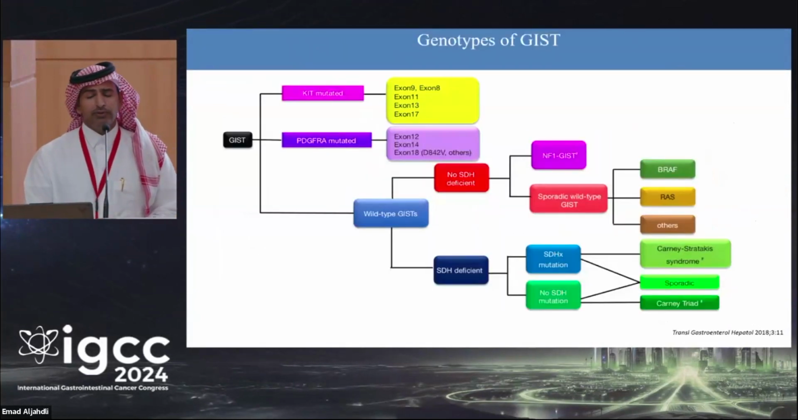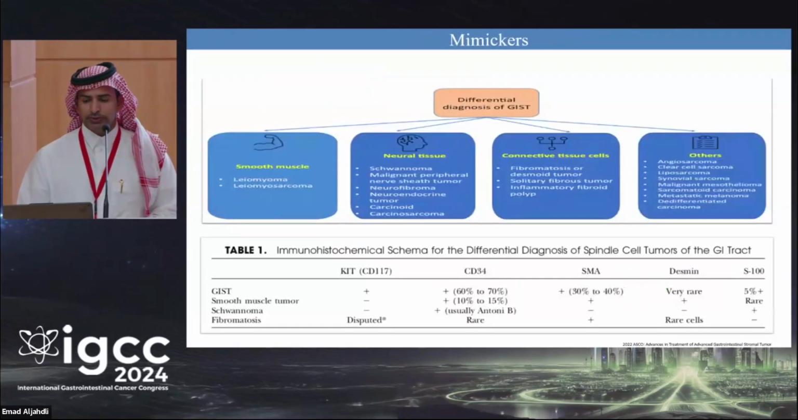If you think about the genotype, if KIT is mutated, there are many exons, and exon 9 does not respond to the tyrosine kinase inhibitor, so you have to choose a different therapy. It's also associated with neurofibromatosis 1 and other inherited disorders.